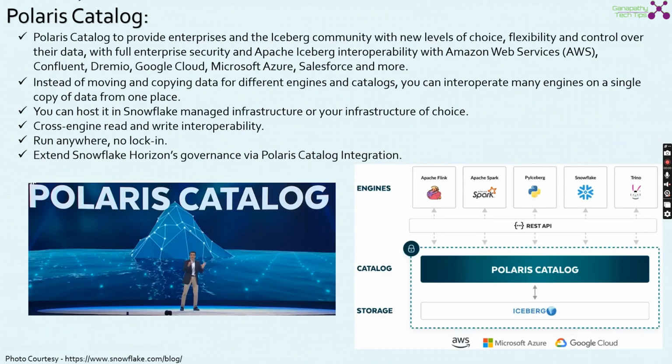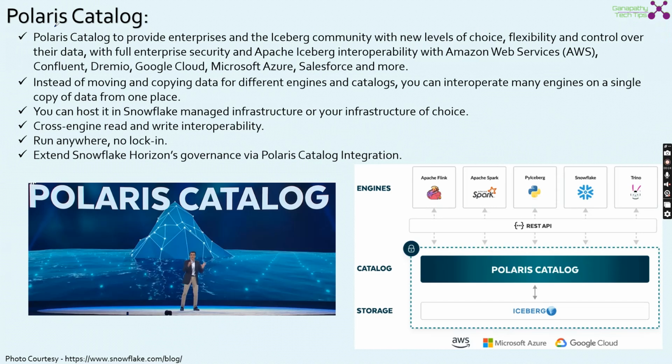Next, we are going to discuss Polaris Catalog. Fantastic and very interesting feature. As we already know, we discussed the Iceberg tables. There is a need for a centralized data catalog. In that sense, Snowflake came up with the new cataloging mechanism called the Polaris Catalog.